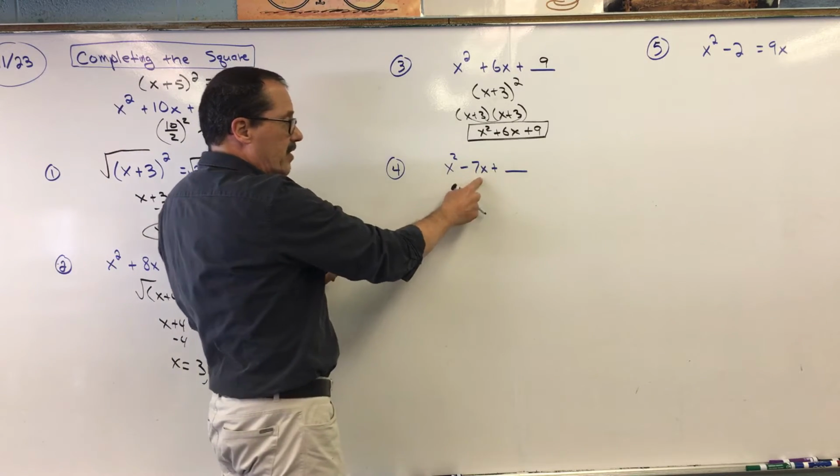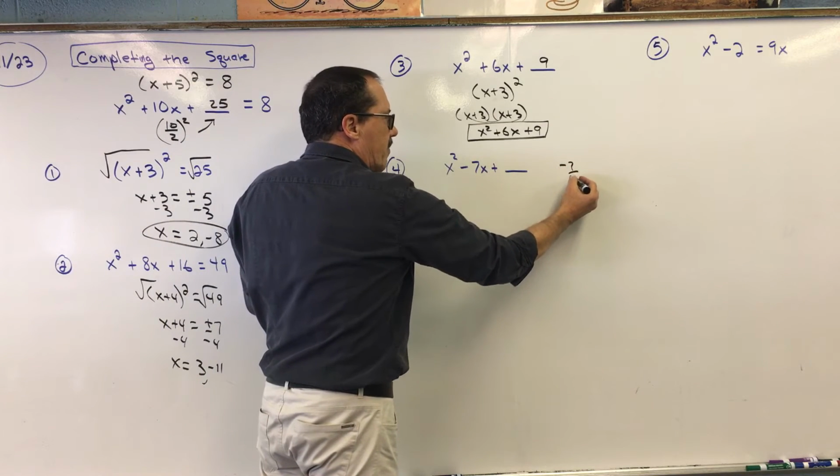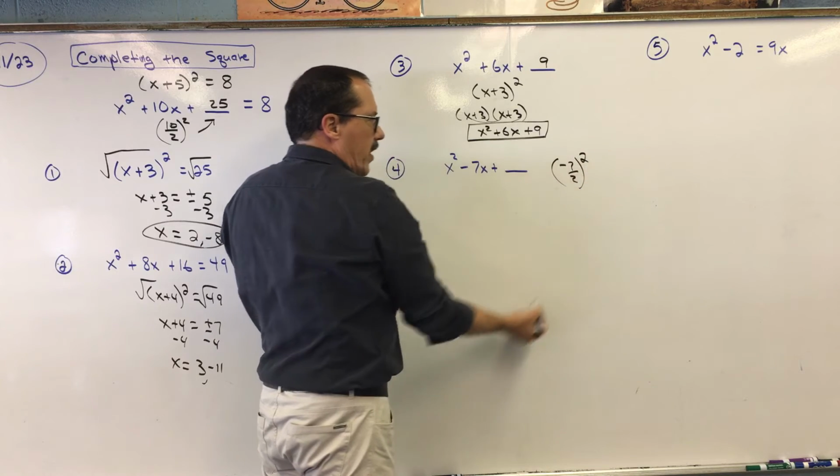Now this one's a little bit tougher. This one's a little bit weird. So for this one we have to take negative 7 divided by 2 and square it.